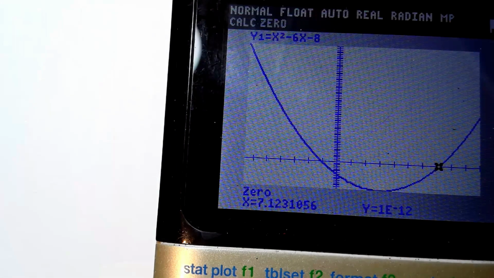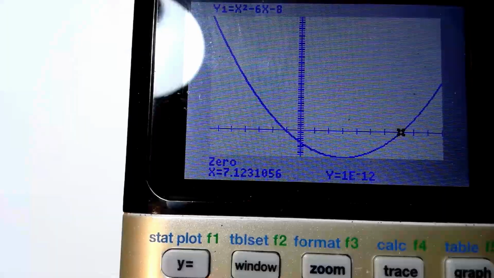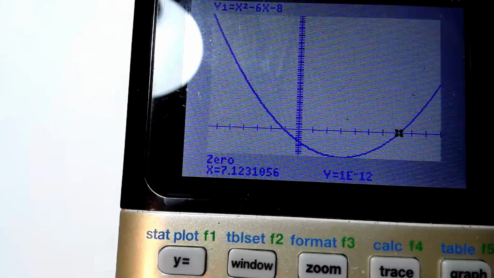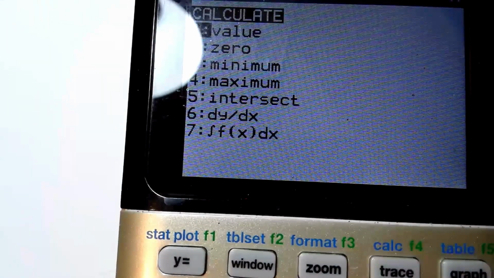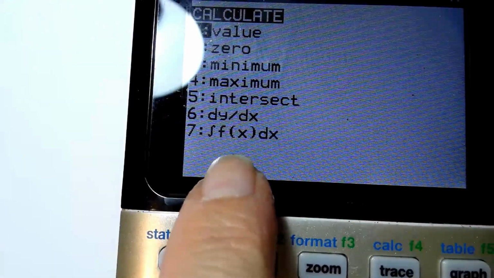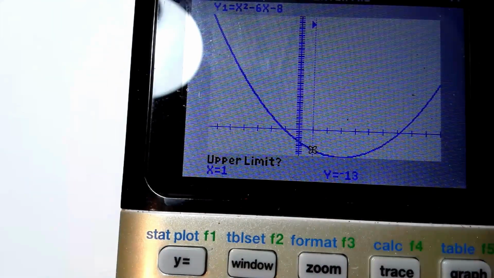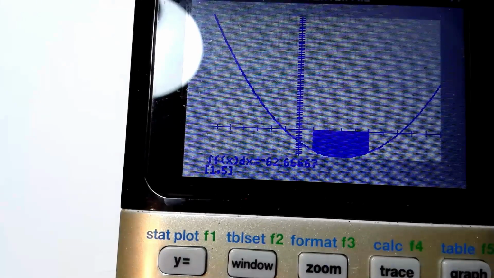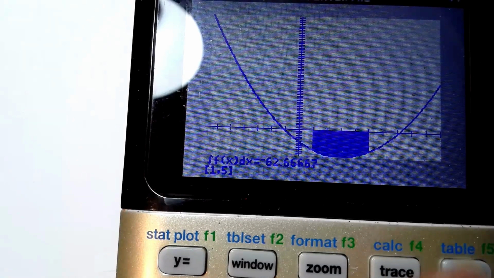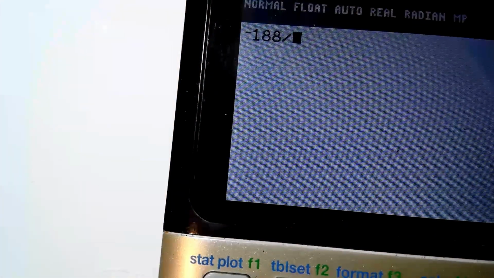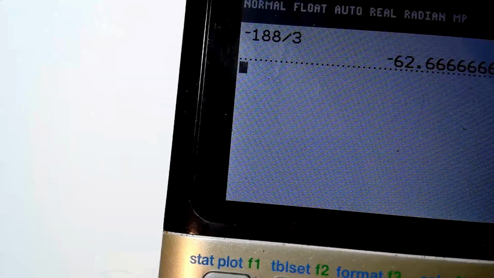So if I want to do it on my calculator, and we do, then from this screen I'm going to do second calc and then 7, right? You see the little integral there. It asks for a lower limit. Well, it's 1, enter. The upper limit is 5, enter. And it'll shade in that region and give you negative 62.667. All right. If I go to the home screen and I take the fraction, negative 188 divided by 3, well, I get the same answer.